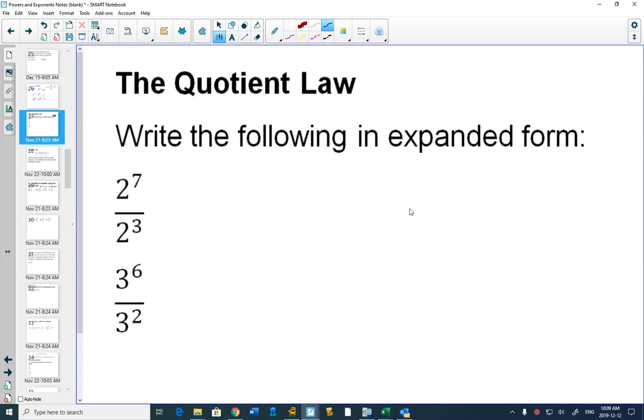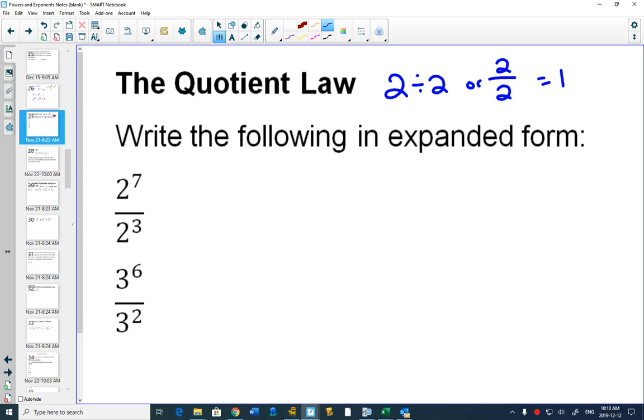The key thing to understanding the quotient law is some simple math. What is 2 divided by 2? Or you could write it this way. What's 2 divided by 2 equal to? It's equal to 1. Now, that's not crazy math. If I asked you what 3 divided by 3 was? 1. 5 divided by 5? 1. Okay? Now, the quotient rule is based on that simple fact.